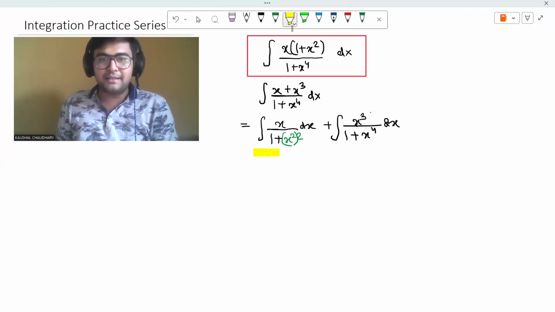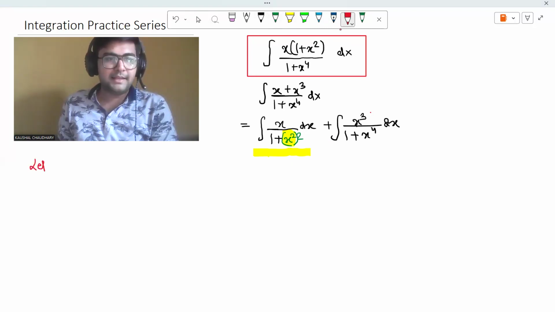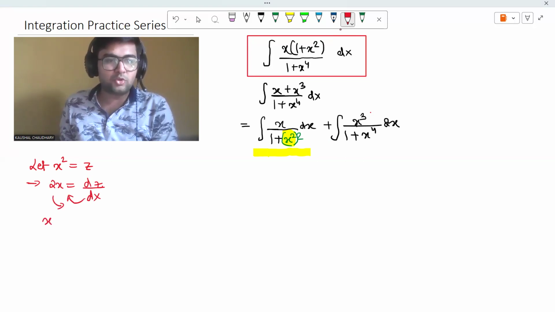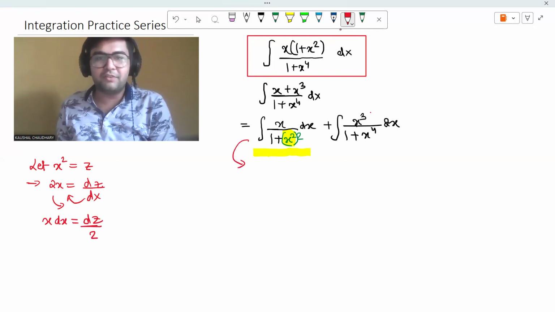In the first integral that we have, I will substitute x square as my new variable z. Let x square equal z. Now I'll do d/dx on both sides. d/dx of x square is 2x, and on the right side we'll get dz/dx. I'll cross multiply, taking 2 in the denominator, so x into dx equals dz by 2. Okay, so let us transform the first integral.